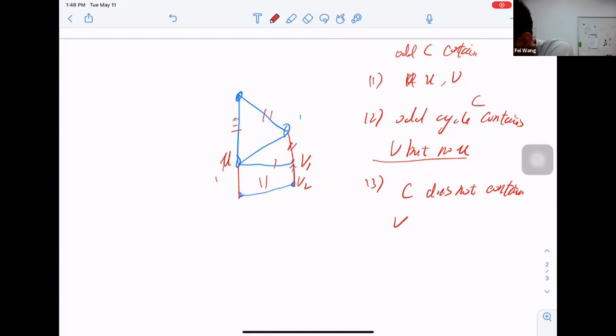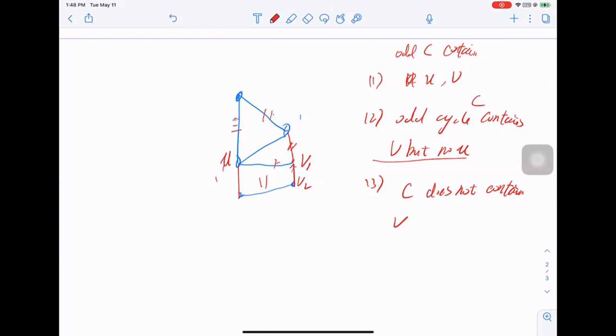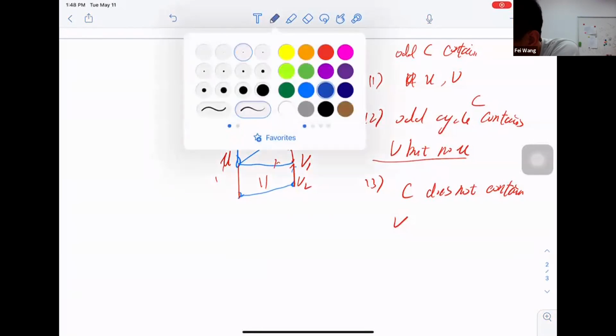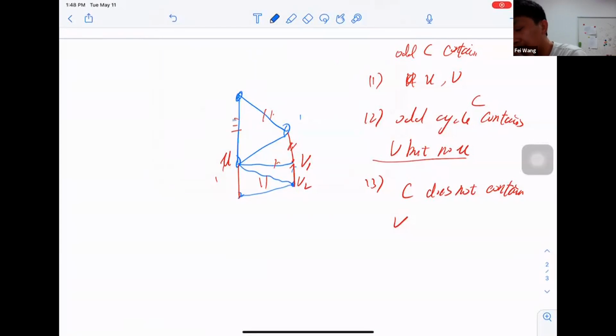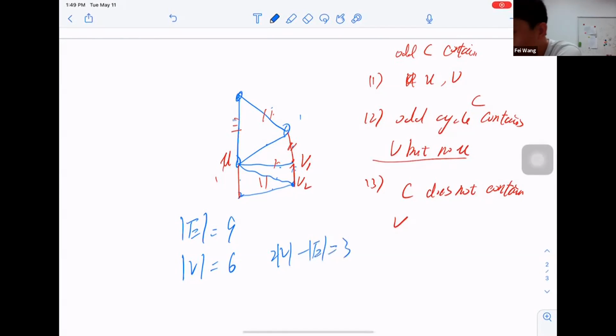Right. Is this correct? 1, 2, 3, 4. 1, 2, 3, 4, 5, 6. Well, you want to have an edge from U to V2, right? Yeah. So the number of edges is 1, 2, 3, 4, 5, 6, 7, 8, 9. V is 6. So yeah, 2V minus E is 3. So again, this V1, V2 is also on the 4th cycle. So like this. So this one.